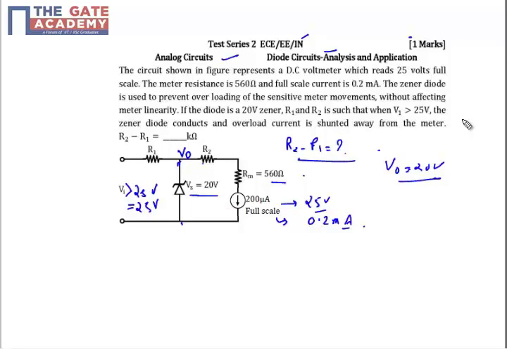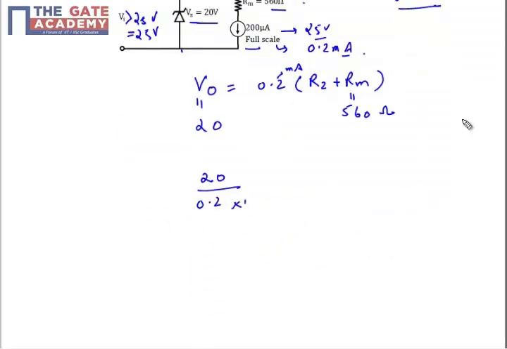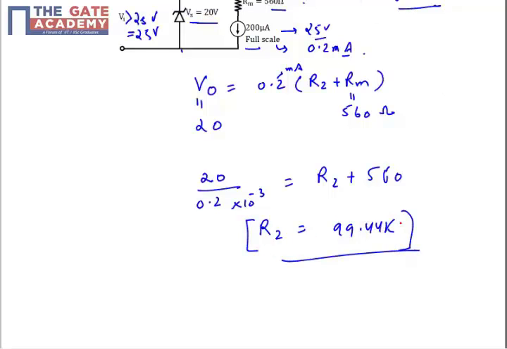So the voltage across the Zener diode is fixed, and across this voltmeter branch the current is already given. In series, the current remains the same. So I can write the equation as V0 is equal to 0.2 milliampere multiplied by R2 plus Rm. I also know the value of Rm, which is given as 560 ohms, and my V0 is defined as 20 volt. So we have all the knowns here. Just 20 upon 0.2 into 10 raised to power minus 3 equals R2 plus 560, and I will get the value of R2 as 99.44k. I have very easily calculated the resistance R2.